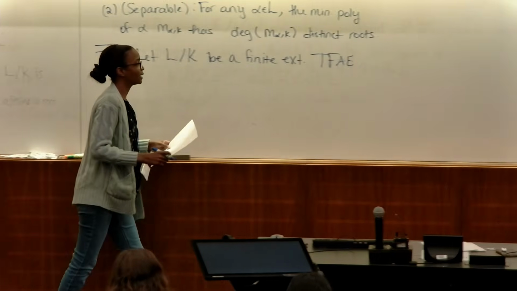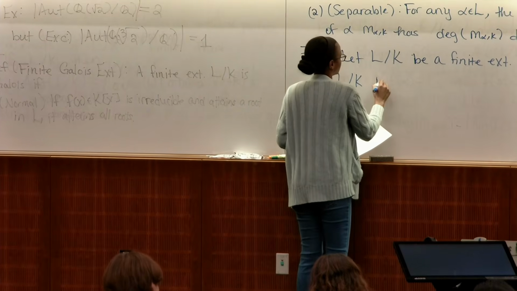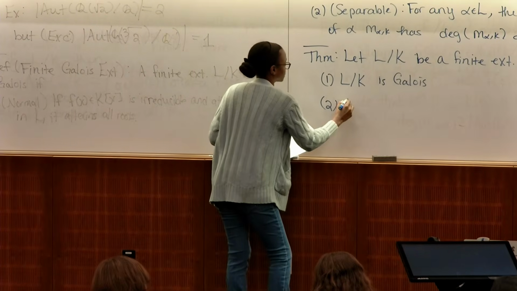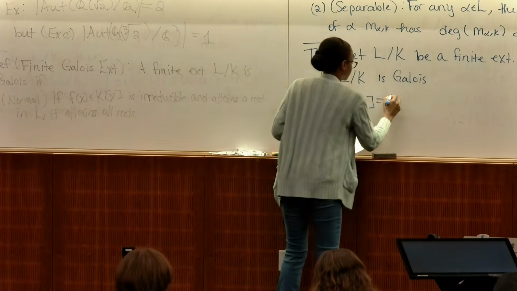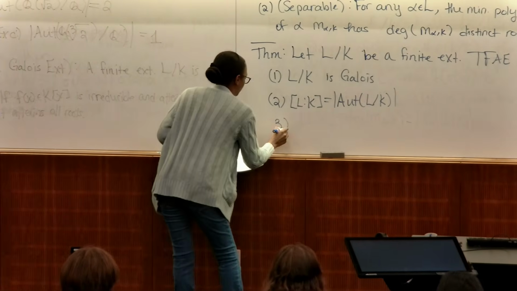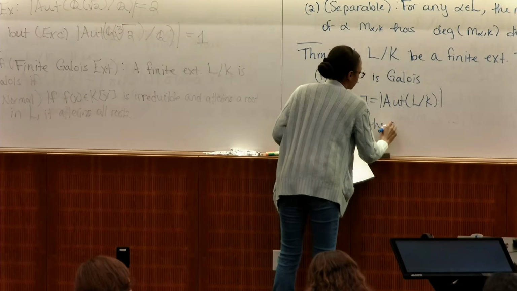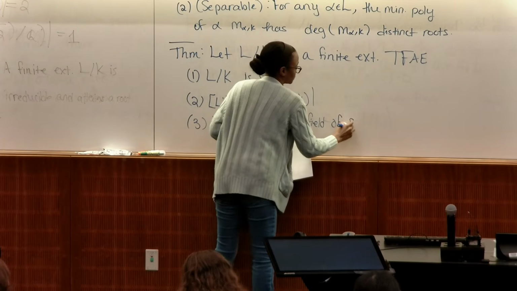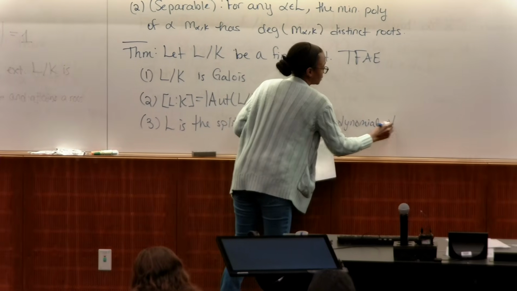All right, if L over K is a finite extension, then the following are equivalent. 1, L is a Galois extension over K. 2, the size of the automorphism group is as large as it can be. And 3, L is the splitting field of some polynomial with distinct roots.